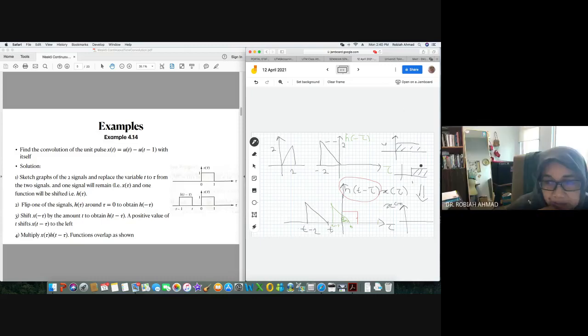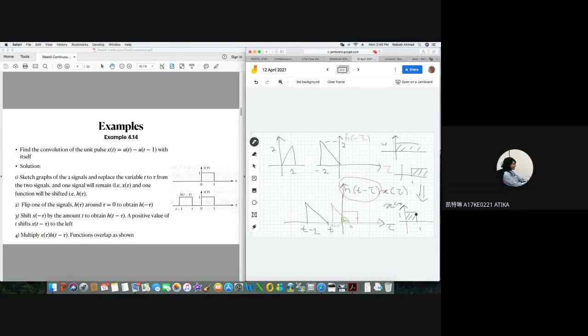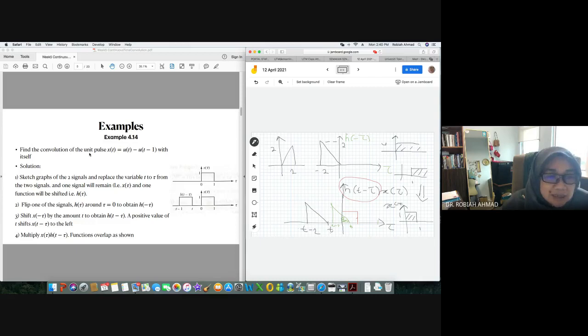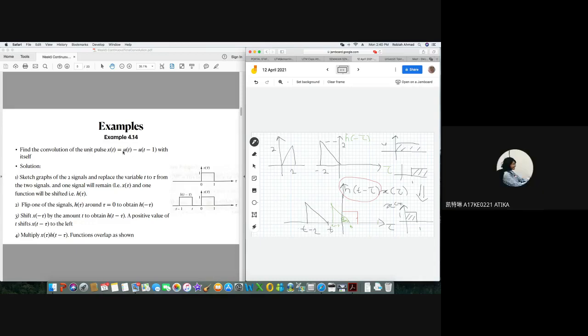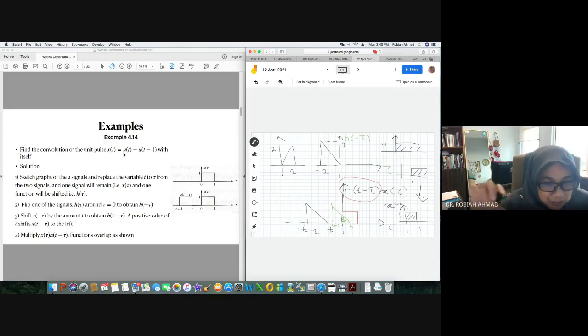This one is subtracted from this one, so this is what we get: 1, 1. Only this one is left. So this is just a definition for the unit impulse. Because u(t) is the unit step, don't confuse it. This is called the unit step. But this one is u(t) minus 1.